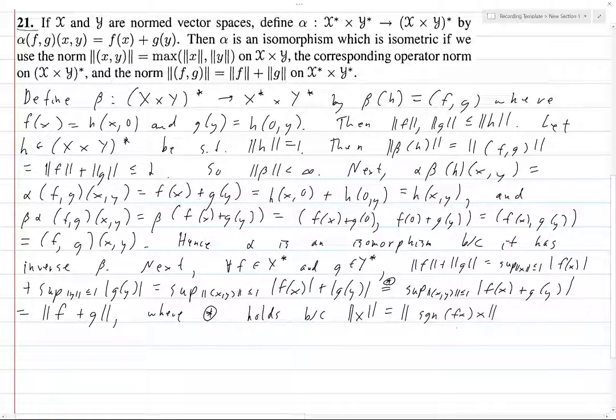Is that right? Maybe this should just be the sign of x. What was I writing here? So if you take the sign of x and you multiply it by x, you should get the norm of x. Yeah. So the norm of f(x) equals the sign of f(x) times f(x), but f is linear, and so you can bring this scalar inside.